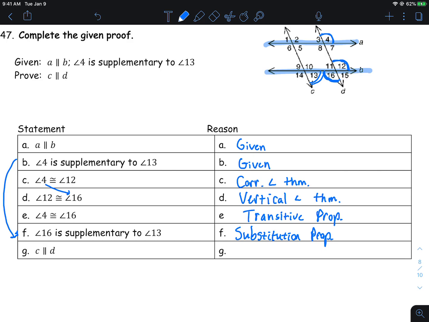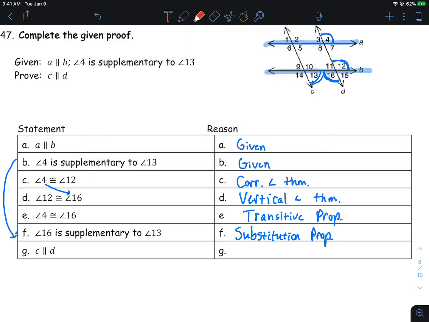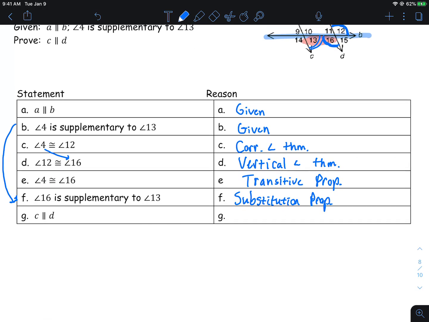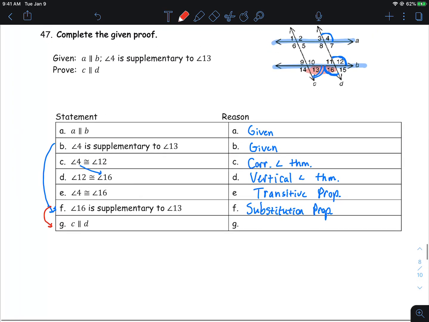And now let's go and look. We kind of have a lot of things highlighted, so let me change colors here. And now we're looking here at 13 and 16 right there. And those are same side interior angles. And that, since those are supplementary, is going to get us this last step here. So if those angles are supplementary, that proves that those two lines that they're touching, which is C and D, are parallel.